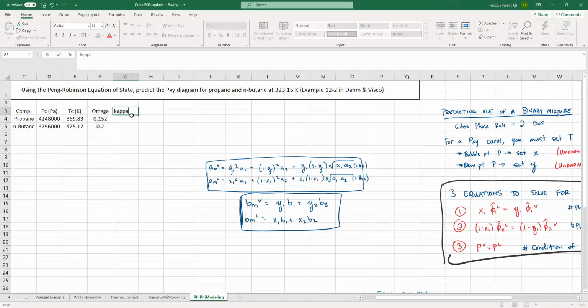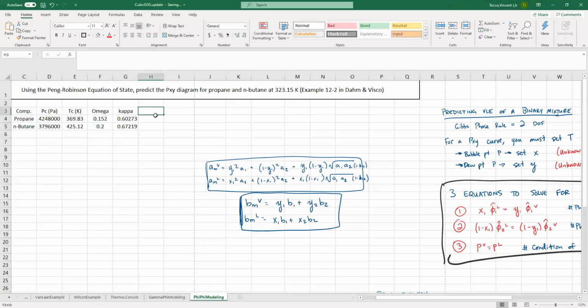So the parameter A is a function of another parameter, kappa, which is defined as 0.37464 plus 1.54226 times omega minus 0.269932 times omega squared. I always wonder if all these significant digits are actually necessary. I keep them just in case, but I really wonder about that sometimes. So I'm copying the same formula down so that I don't have to type it twice. Kappa is just a function of omega, the acentric factor.